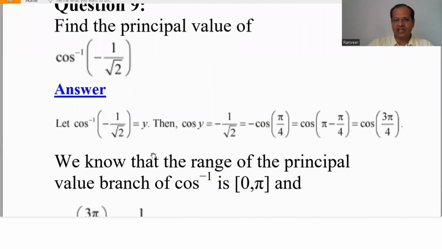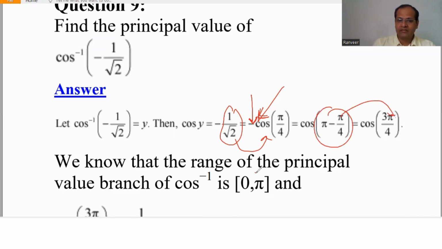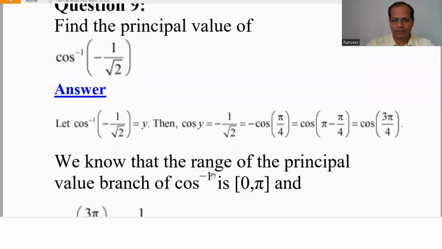Find the principal value of cos inverse minus 1 by root 2, that is equal to y. After that, this is the most important part here. When we are converting, this is the first step we have to know. When we are converting minus cos pi by 4, after that this minus we have to remove by applying the formula, that is cos of pi minus theta is minus cos theta. So this is 3 pi by 4, and this value is lying between 0 to pi. So definitely the principal value is 3 pi by 4.